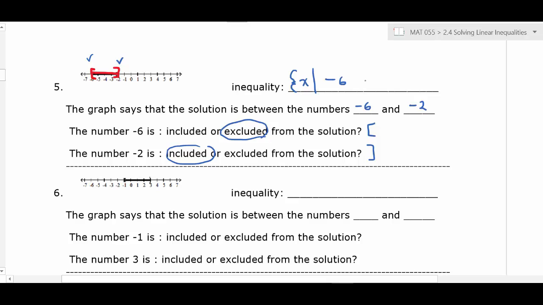Now you put the -6 and you put the -2. You put an x in the middle of them like that because it's in the middle of those 2 numbers. Then you use 2 less than or equal to symbols. So that's the way that you would write that in set builder notation.